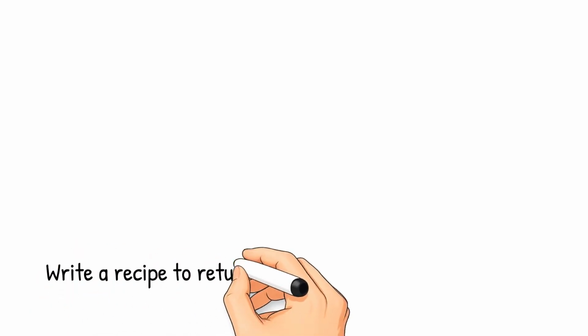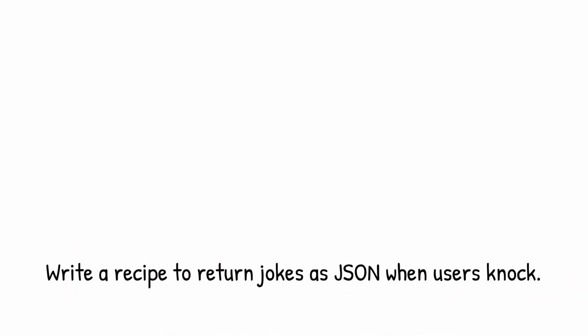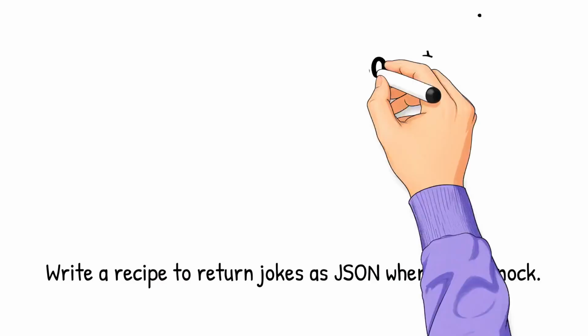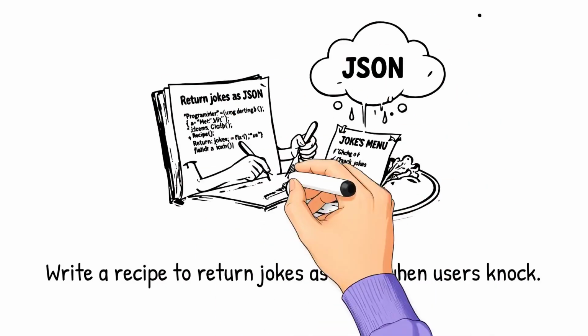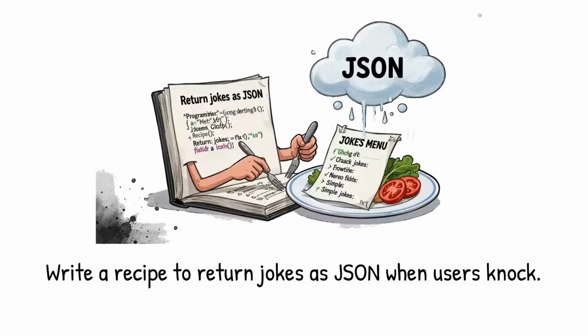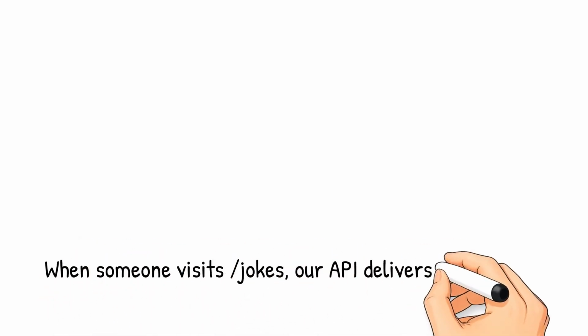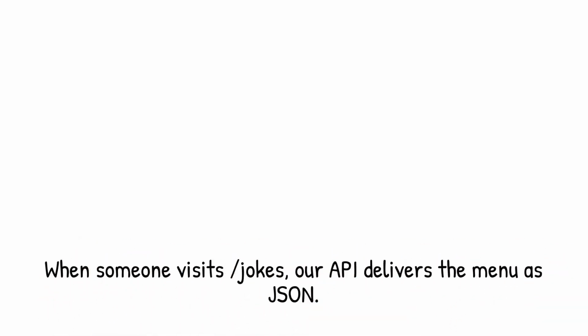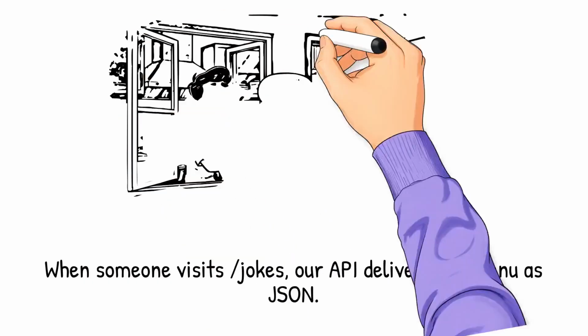Right below it, we write a small function. Think of it as the kitchen's recipe for that order. Our recipe is one line. Return the jokes as JSON. Remember JSON from episode 5? Flask has a helper that automatically wraps our list in clean JSON for us. So when someone visits /jokes, the kitchen grabs the joke list, packages it as JSON, and hands it back.